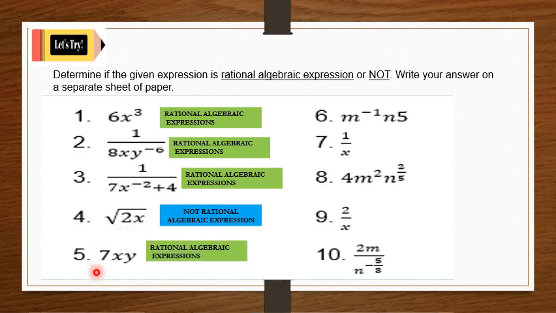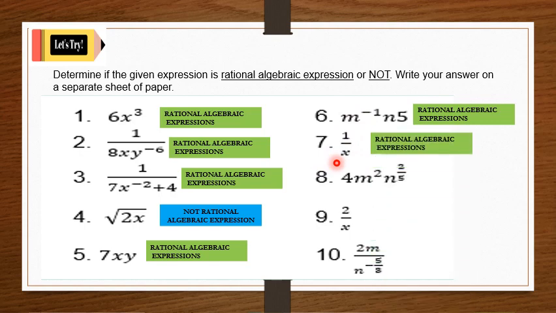Number 5, 7xy. That is a rational algebraic expression. Number 6, n raised to negative 1 and n to the 5th. That is a rational algebraic expression. Number 7, 1 over x. Rational algebraic expression.